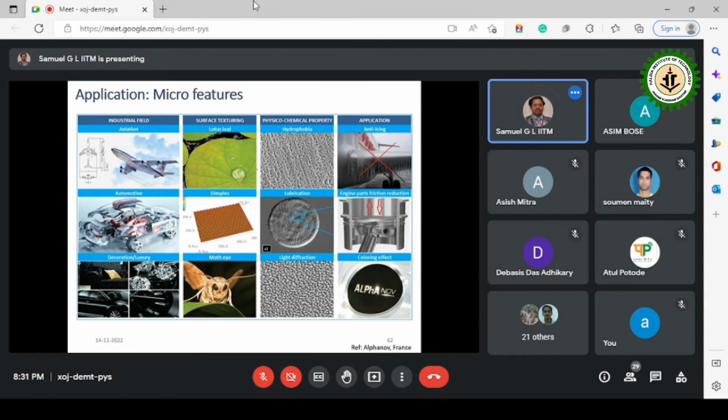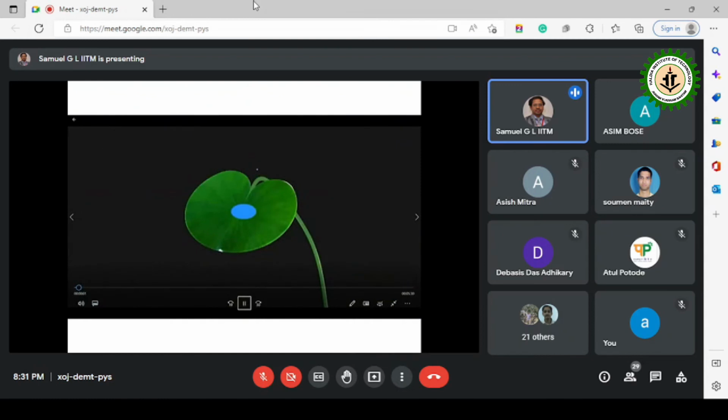Any idea? Yeah, when you put water on the lotus leaf, it doesn't become wet, but it becomes a beautiful water droplet. Why? Any answer? So due to super hydrophobicity, I guess. Yeah, that's right. So what is hydrophobicity and what is super hydrophobicity?